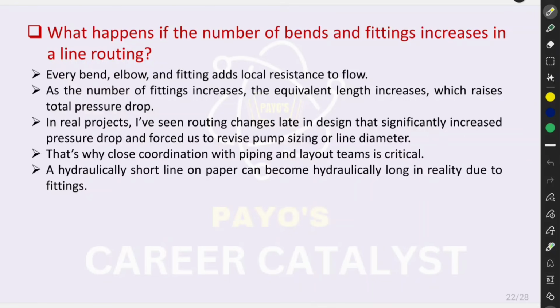In real projects, I have seen routing changes in late design that significantly increased pressure drop and forced us to revise pump sizing or line diameter. That's why close coordination with piping and layout teams is critical. A hydraulically short line on paper can become hydraulically long in reality due to fittings. In real projects, how do you balance hydraulic requirements with piping layout constraints?